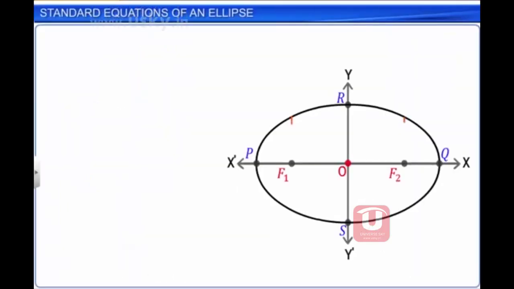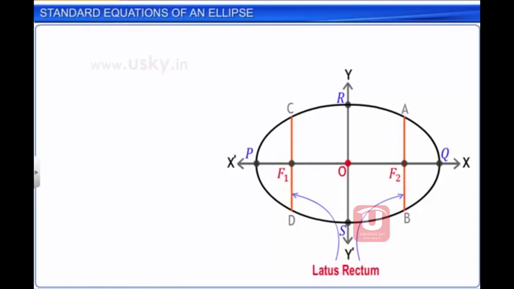A line segment passing through the focus and perpendicular to the major axis with its endpoints lying on the curve of an ellipse is called the latus rectum of the ellipse. Since an ellipse has two foci, it has two latus recta. Latus recta is the plural for latus rectum.